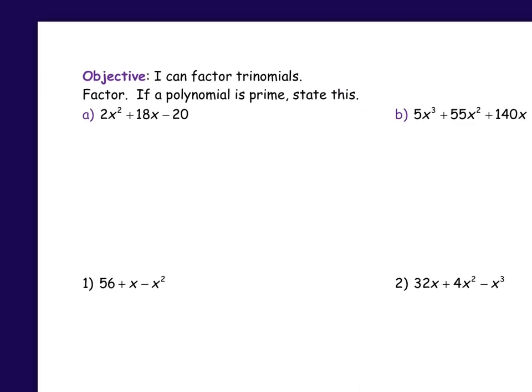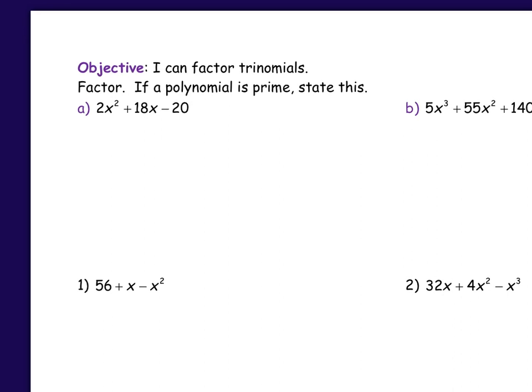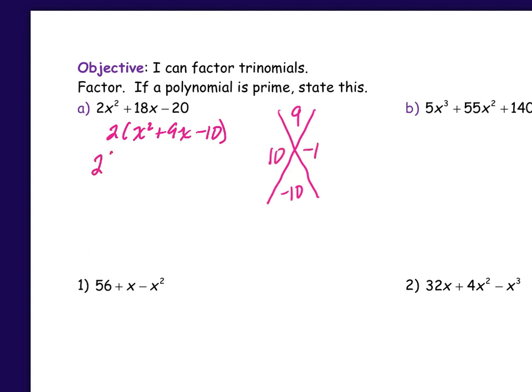All right, guys, here we go. So on A, what can I factor out? A 2. That is correct. So I can factor out a 2, and I'm going to get x squared plus 9x minus 10. And then I need two numbers that multiply to be negative 10 and add to be 9. 10 and negative 1. Good job. So 2 times x plus 10 times x minus 1. Good job.